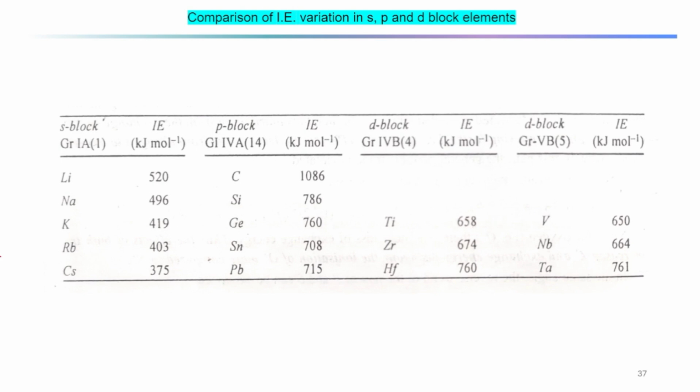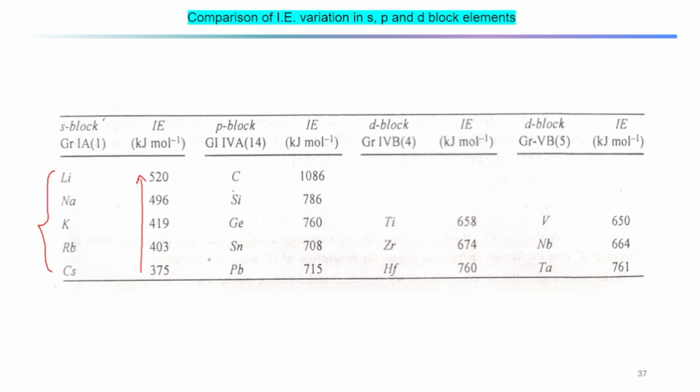Okay. Now if we take group 1 elements, lithium, sodium, potassium, rubidium and cesium, and we see the first ionization energy, we can see it is decreasing. As we go top to down, it is decreasing, or we can say from down to top, it is increasing this way, right? In case of lithium, it was 520 kilojoule per mole, whereas in case of cesium, it comes down to 375 kilojoule per mole.